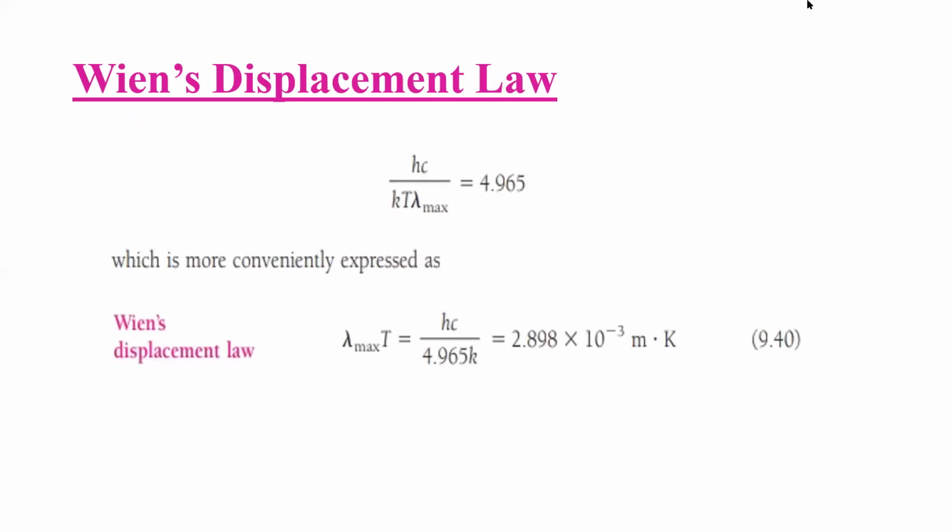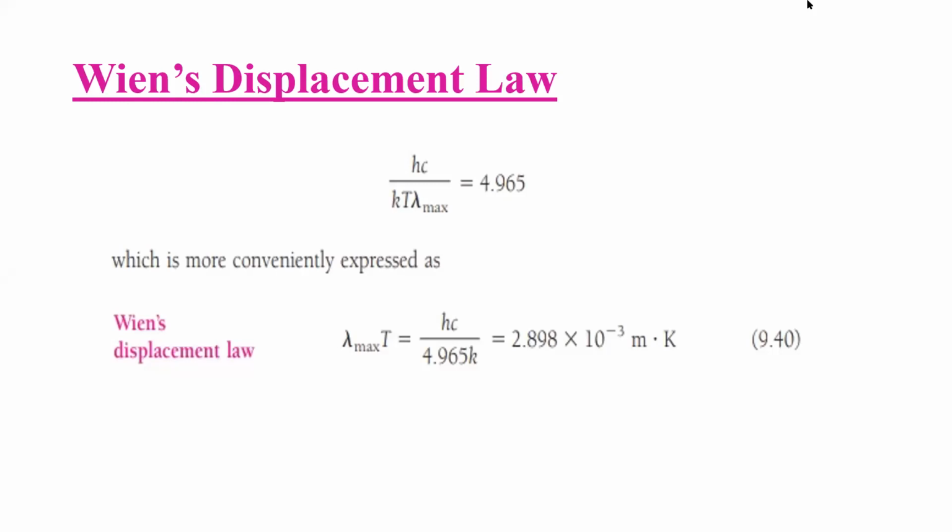If you do that, then you get the expression of lambda maximum, and just adjustment of the equation a bit from right hand side to left hand side directly leads to the situation hc by kT lambda maximum is equal to 4.965, a constant. Okay, and this particular equation is then rearranged to the form shown in equation number 40, and that is Wien's displacement law, right? So that is lambda max into T is equal to hc by 4.965 into k. h, c and k are all constants, and therefore you can just substitute them and you get this value.